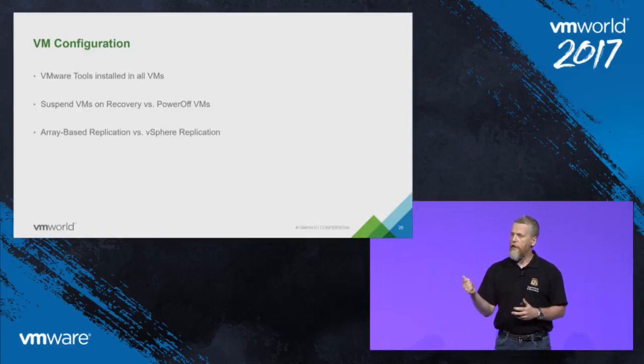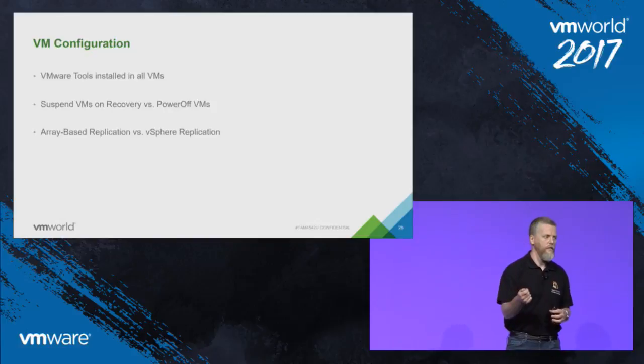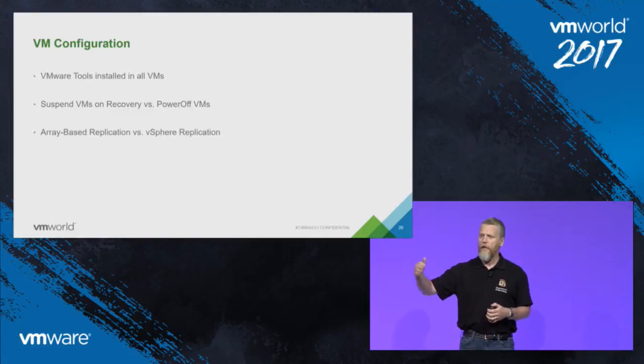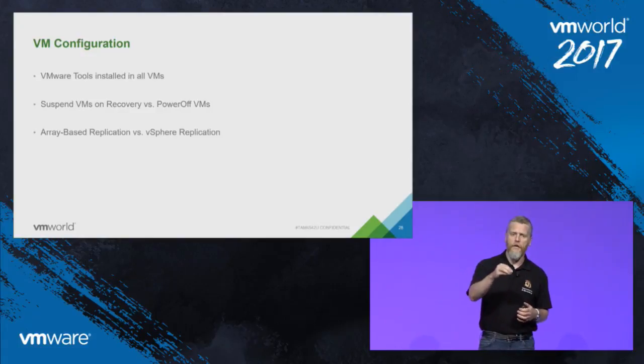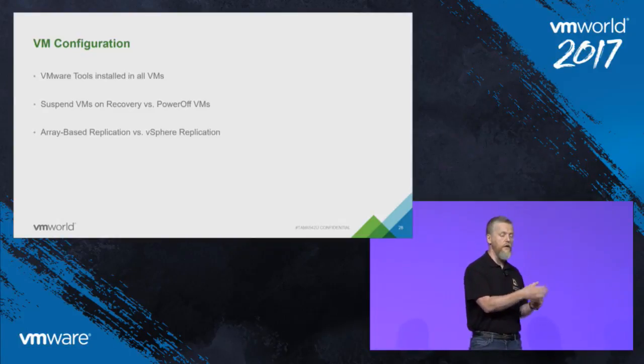So make sure that you have VM tools installed on all of your VMs, on any VM that you can install it on. And the reason for that is that by default, when SRM starts up a VM, the thing that it's going to wait for before it moves on to the next VM is it's going to wait for VM tools heartbeats to respond. And it does have a timeout. It's not going to wait forever. But having VM tools heartbeats just means that SRM is going to know that that VM started up correctly.